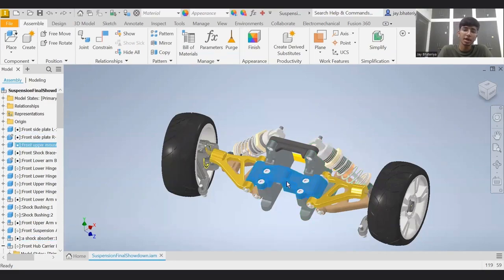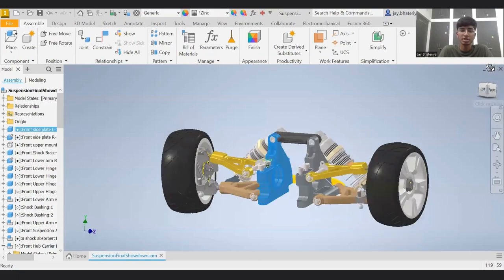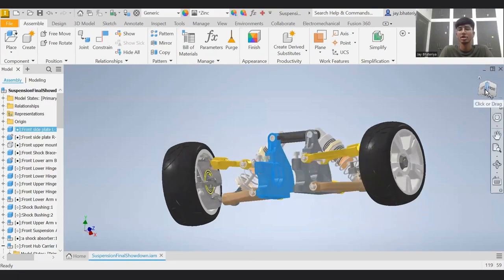Okay, so now let's look at the front side plate. The front side plate is a connection point for the shock absorber and it also helps distribute the forces within the suspension system. It also contributes to the overall stability and performance of the vehicle.